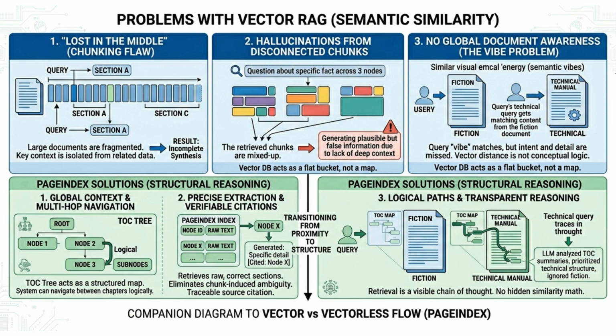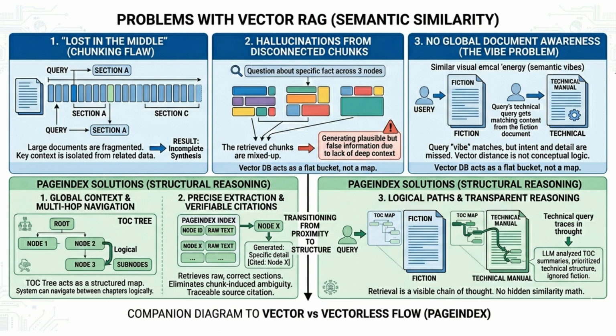Look at this visualization. You have large, fragmented documents. Key context in section A, like a critical hypothesis, is now isolated from related context in section C, like a conclusion. A single query may retrieve section A, but miss section C entirely. This isolation leads to an incomplete synthesis, a classic RAG failure where the AI has some of the facts, but none of the big picture.